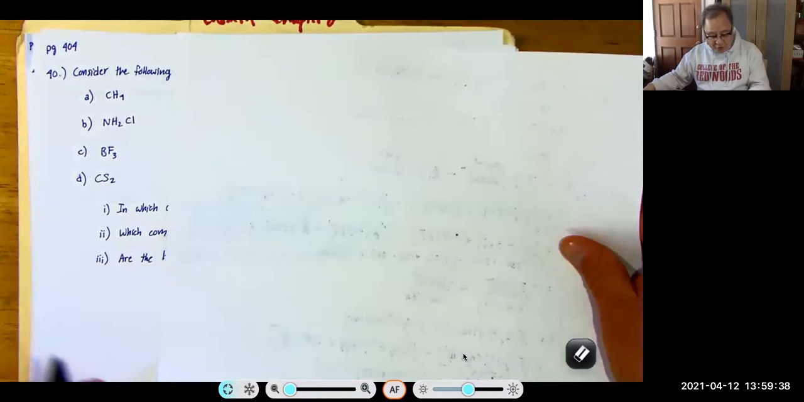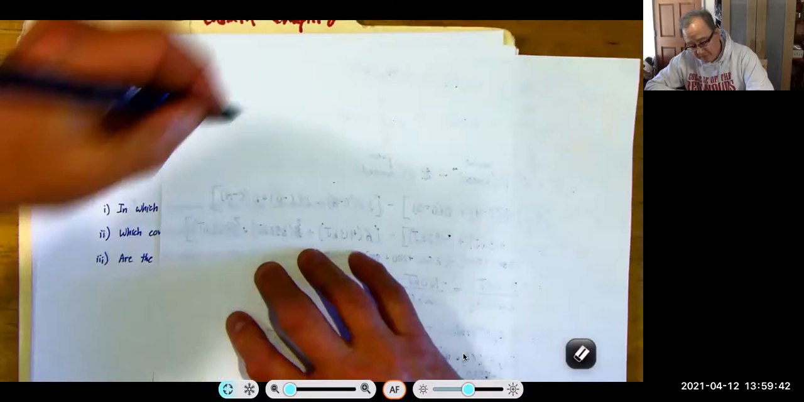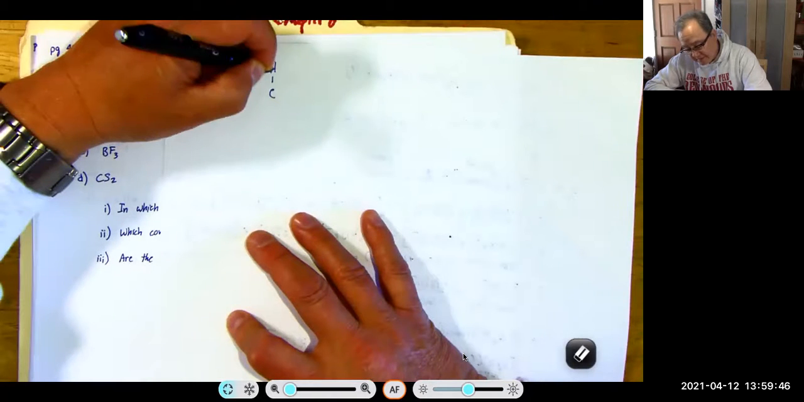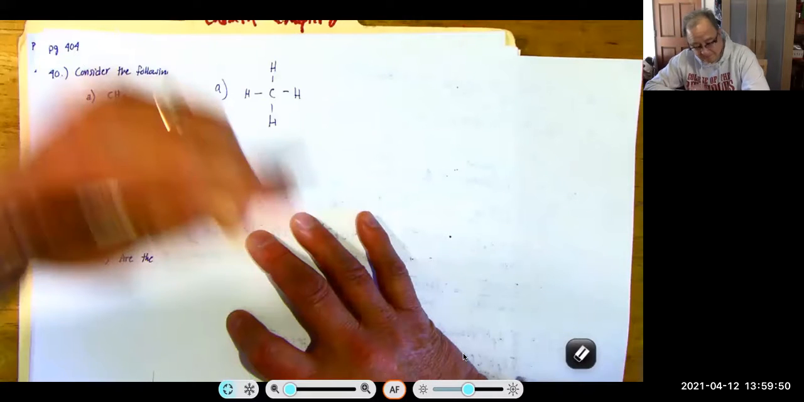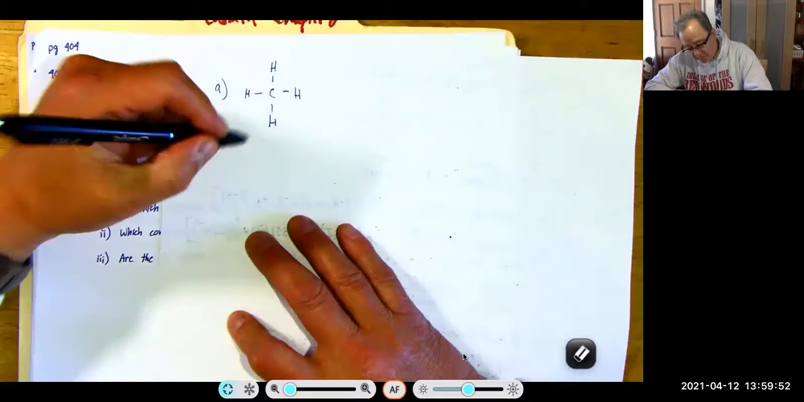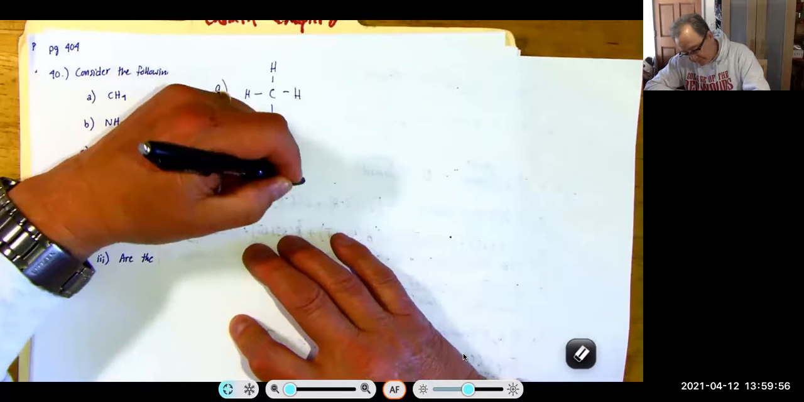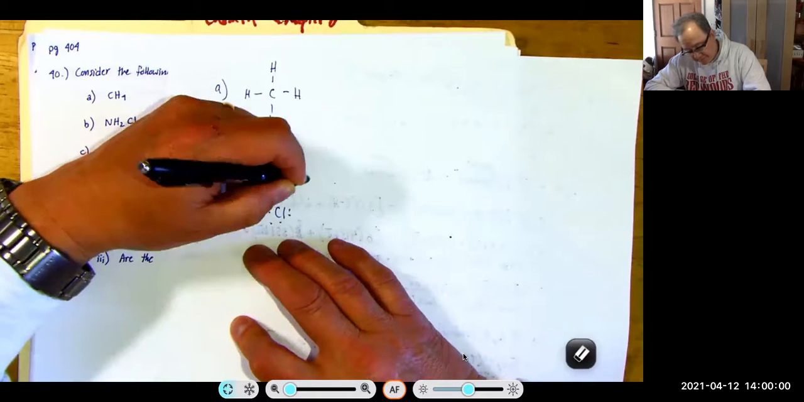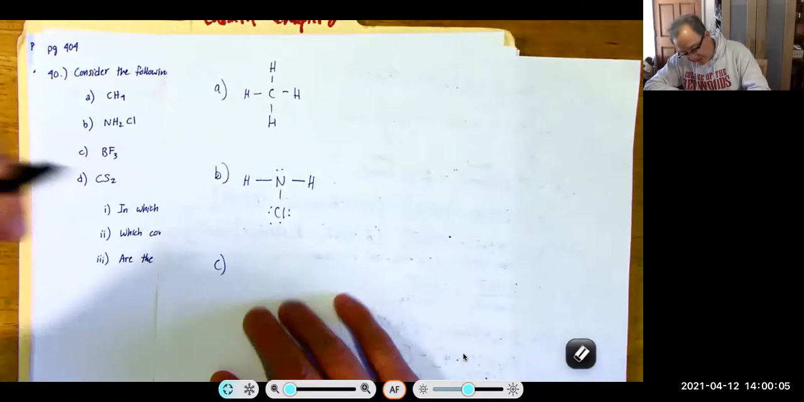So let's draw the Lewis structure for each of these. For A, without going through all of the steps, this is what you're going to get. For B, you're going to get this. For C, you're going to get this.